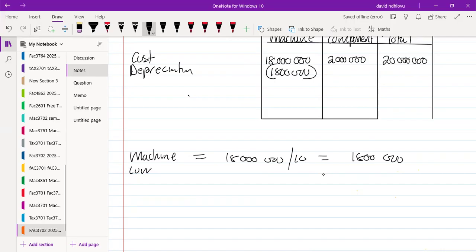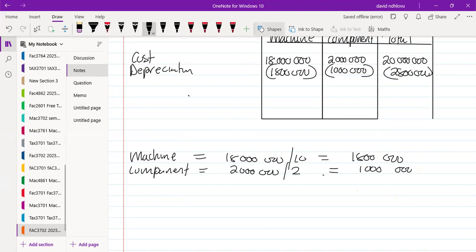For the component, however, remember the component can only be used for a maximum of 2 years. So therefore we say 2 million divided by 2 years, because every 2 years we must replace. So therefore this depreciates much faster at 1 million. So our depreciation therefore is 2.8 million at the end of year number 1.